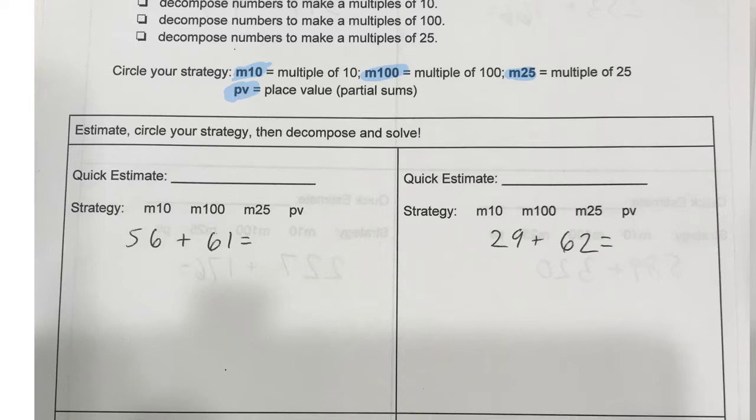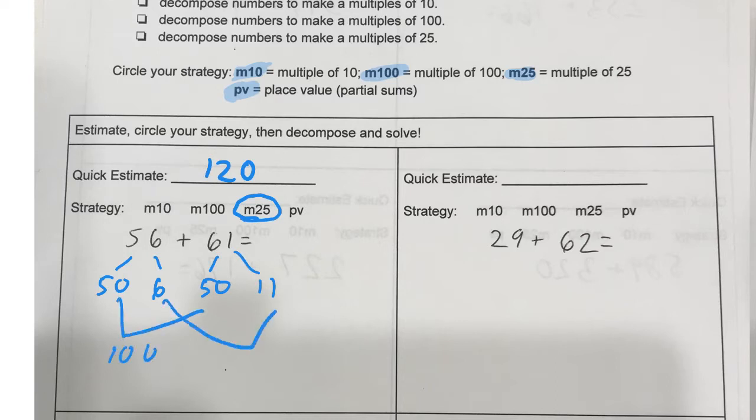Okay, so for example, I see both of these numbers. Well, first of all, my estimate is going to be 120 because 56 and 61 both round to 60. But for my method, I'm going to go with multiples of 25 because these are both a little bit more than 50. So I'm breaking this one into 50 and 6, or decomposing it. This one's going to be 50 and 11. Then I've got my 100, and I have 17 there, and the answer is 117.